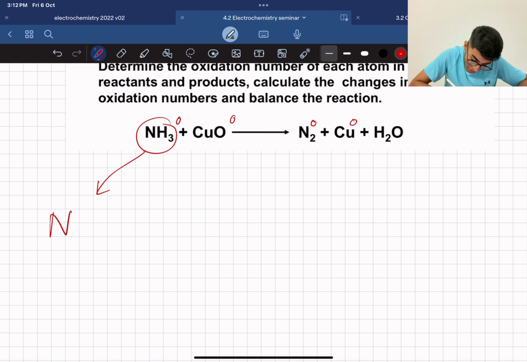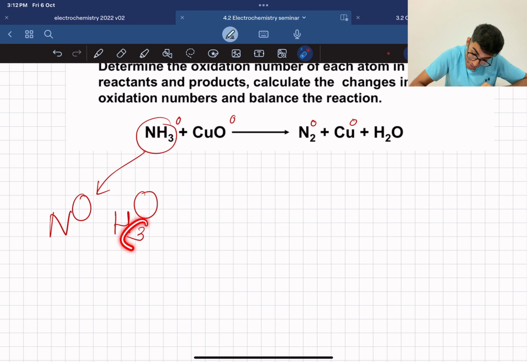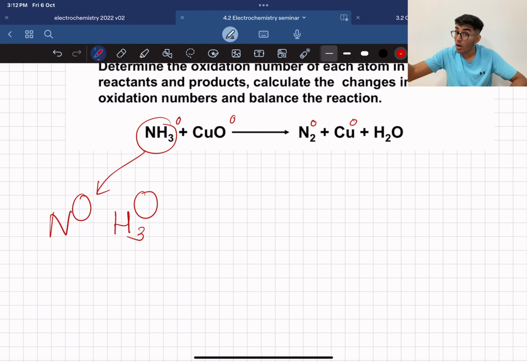Now, let's split them up: N and H3. Let's look at the oxidation states. We don't know what they are, but we know for H. For H, it's +1. But is this right? I hope you said no, because we have 3 H's. That means it's going to be +1 plus +1 plus +1. That's +3. That's the charge right there.